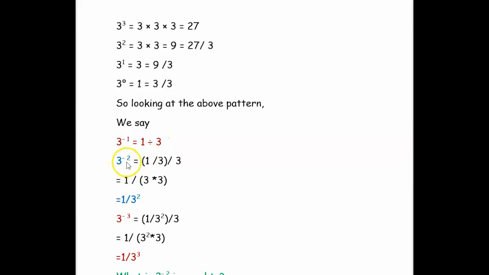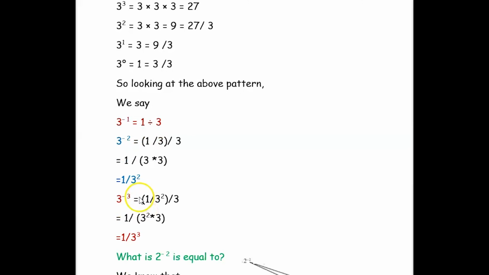Same way, 3 raised to the power negative 2 is 1/3 reduced by 1/3. So it is 1 divided by 9, or 1 divided by 3 raised to the power of 2. Similarly, 3 raised to the power negative 3: our previous number is 1 divided by 3 raised to the power of 2, which is further reduced by 1/3. So that is 1 divided by 3 raised to the power of 3.